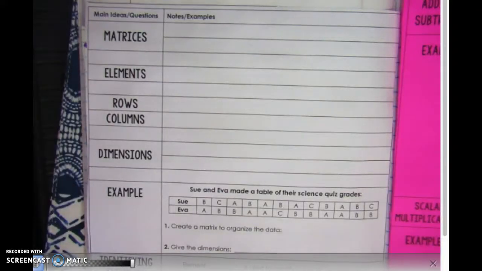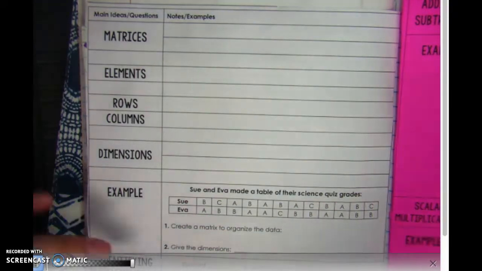All right, we're going to talk about matrices today. And matrices are kind of like giant, they're going to look like brackets, and they are brackets. So in our notes right now, we're going to take some vocab.